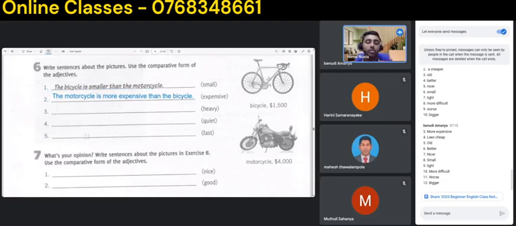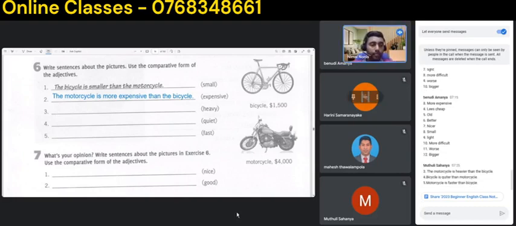Next three sentences, students. Can you all write on your own and send me the answers in the Google chat? Mutuli has written the answers. The motorcycle is heavier than the bicycle. Bicycle is quieter. Quieter spelling is incorrect, Mutuli. Bicycle is quieter than motorcycle. Motorcycle is faster than bicycle. Yeah, the motorcycle is faster than the bicycle.